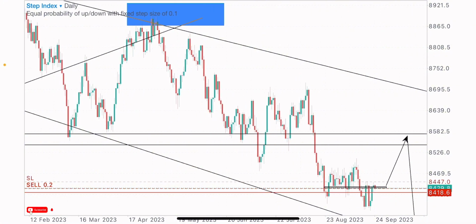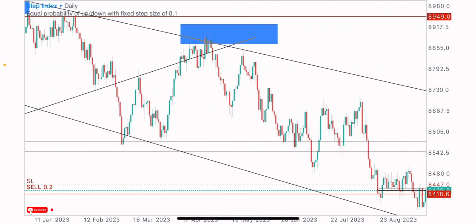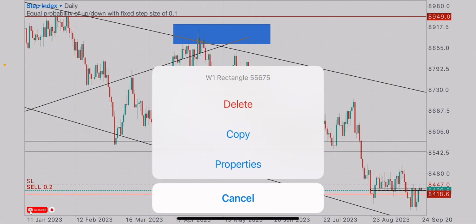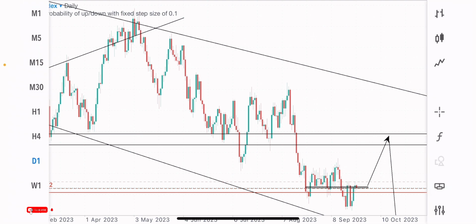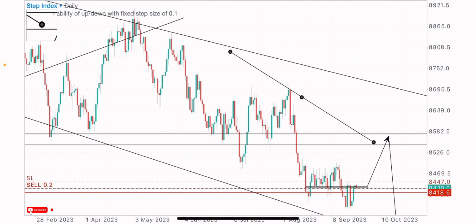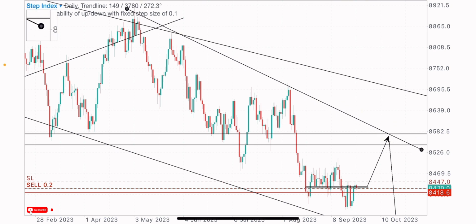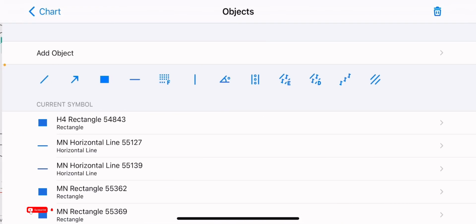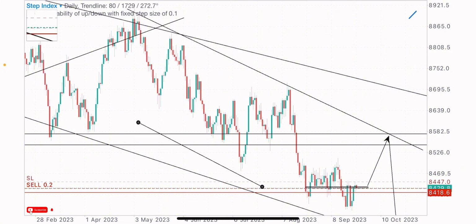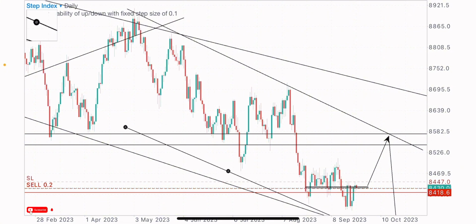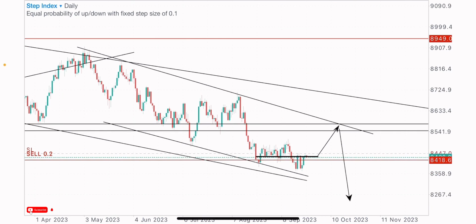On the daily time frame on step index, we can tell that the market is in a clear downtrend, as we've seen here. Let's identify this structure too, this current market structure, this daily time frame downtrend. You can tell the market is in a clear downtrend. Generally, step index is looking bearish. The market is creating a series of lower highs and lower lows, heading to the downside.